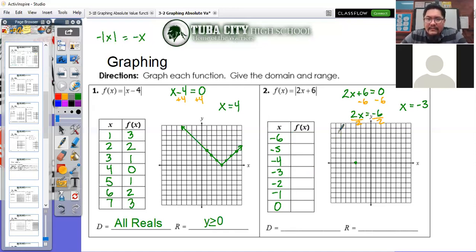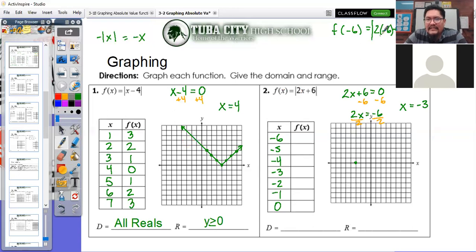Okay, so we're going to have to plug each of these in. So f of x. Okay, hold on. I'm going to move it over a little bit so that it shows up better. So f of x, but we want f of -6. And that's going to be 2 times -6 plus 6, the absolute value of the whole thing.